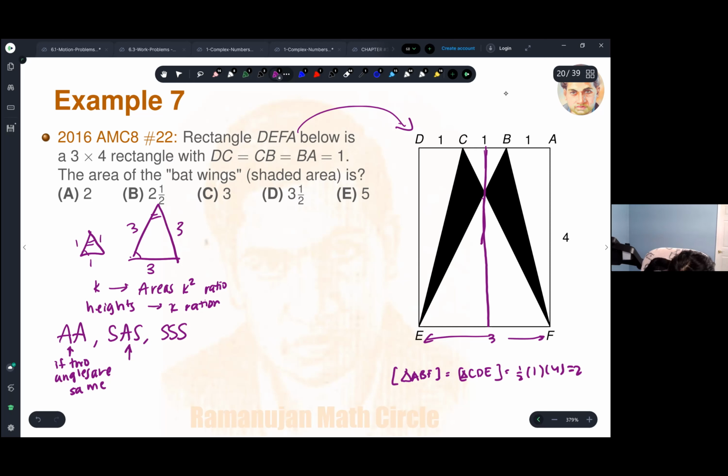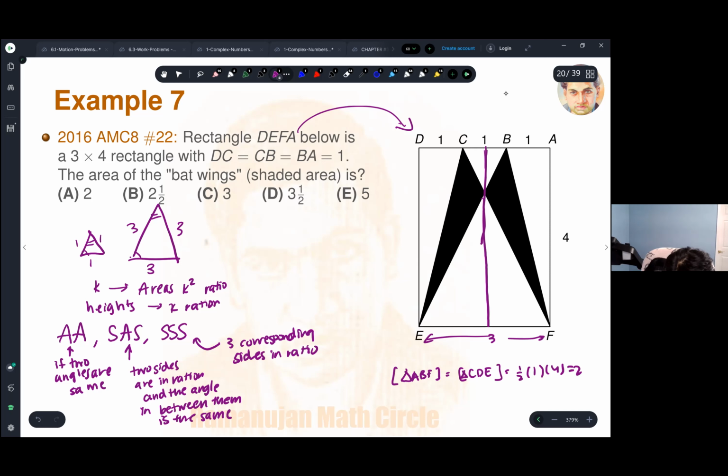This means if two sides are in ratio and the angle in between them is the same, then they are similar. And the last one is three corresponding sides in ratio. So those are the three ways to go about it.